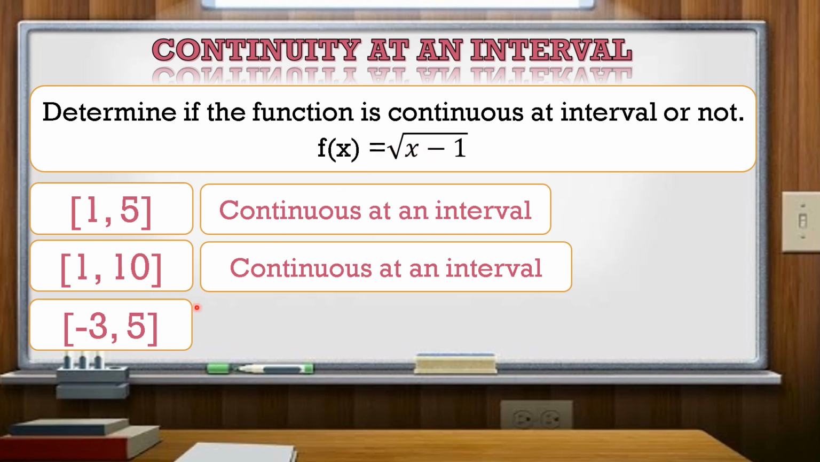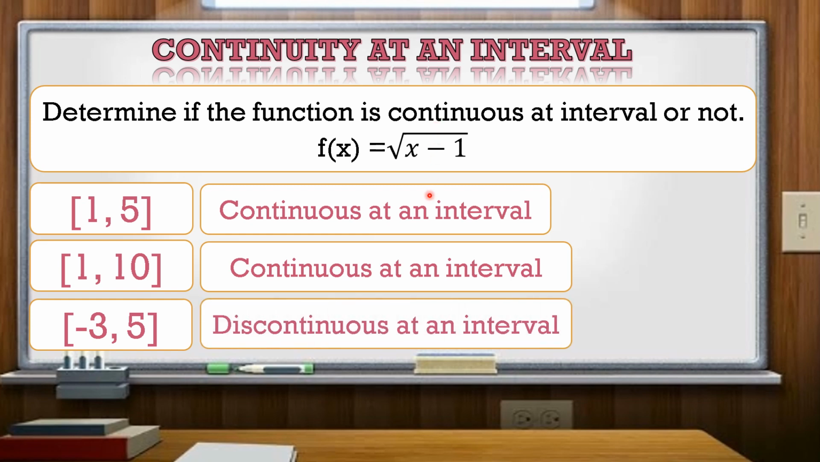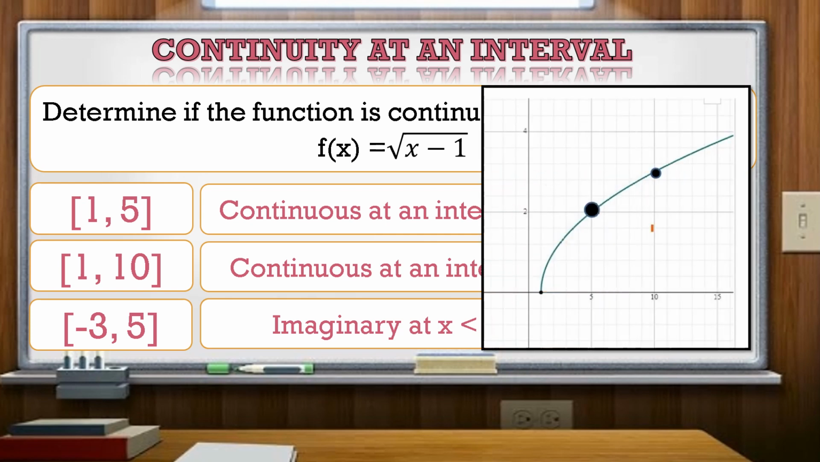Paano pag magiging less than siya? Ano mangyayari sa function natin? Magiging square root of negative number. And square root of negative number is imaginary. That will make the function discontinuous. So dito sa negative 3, 5, discontinuous at an interval yung function natin. So sa anong interval again? Sa x is less than 1. It will make your function imaginary. And this is the graph of your square root of x minus 1.